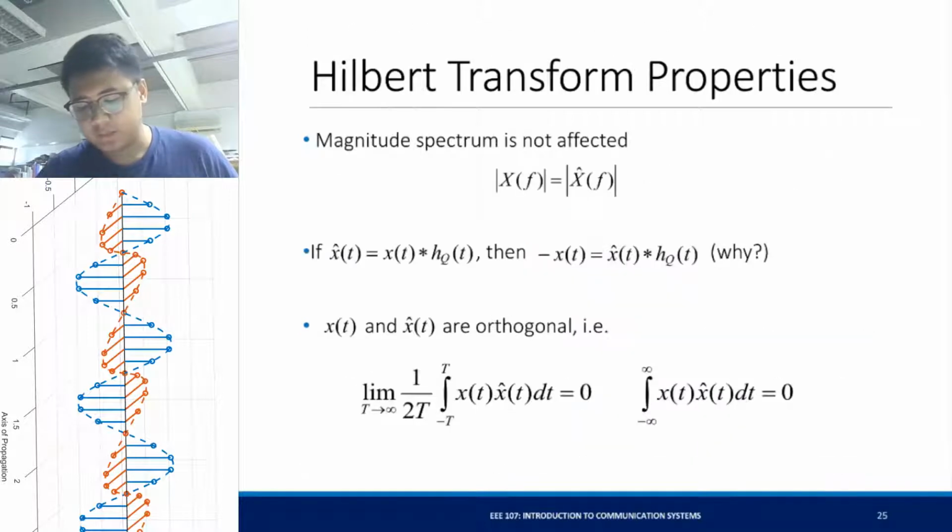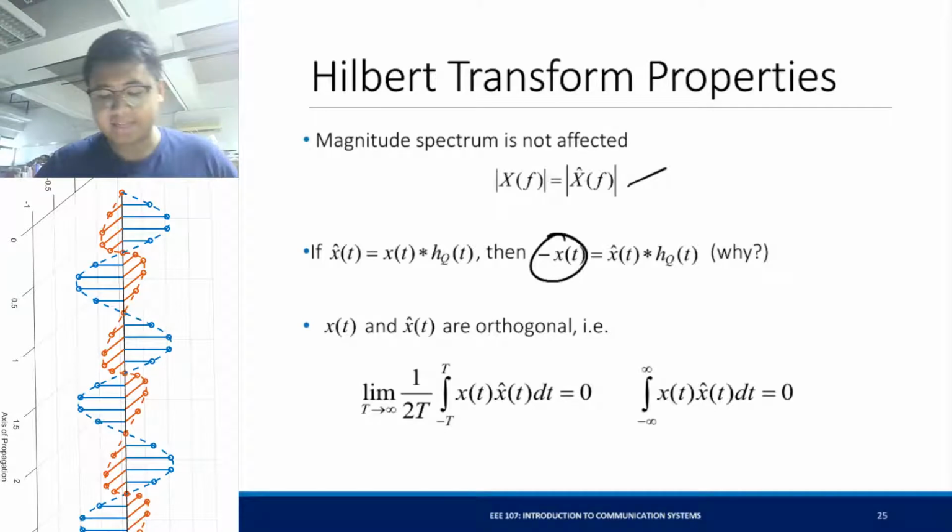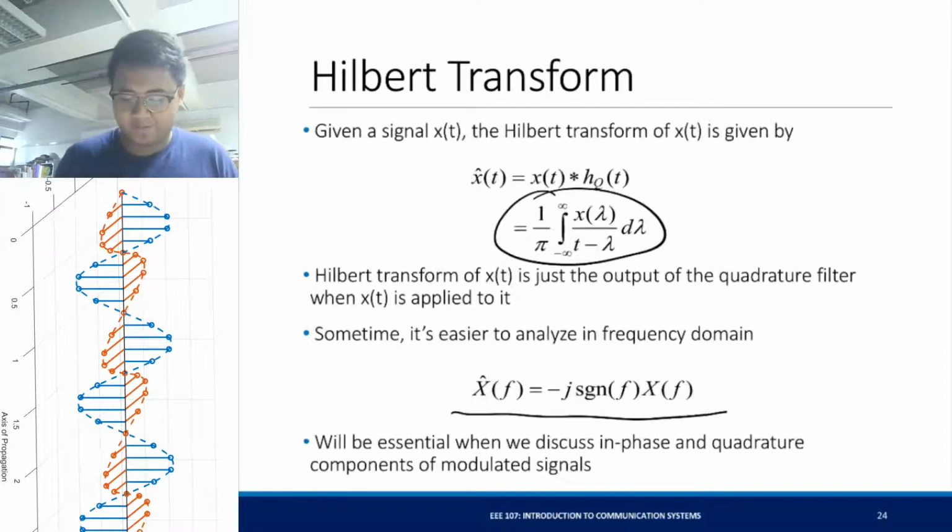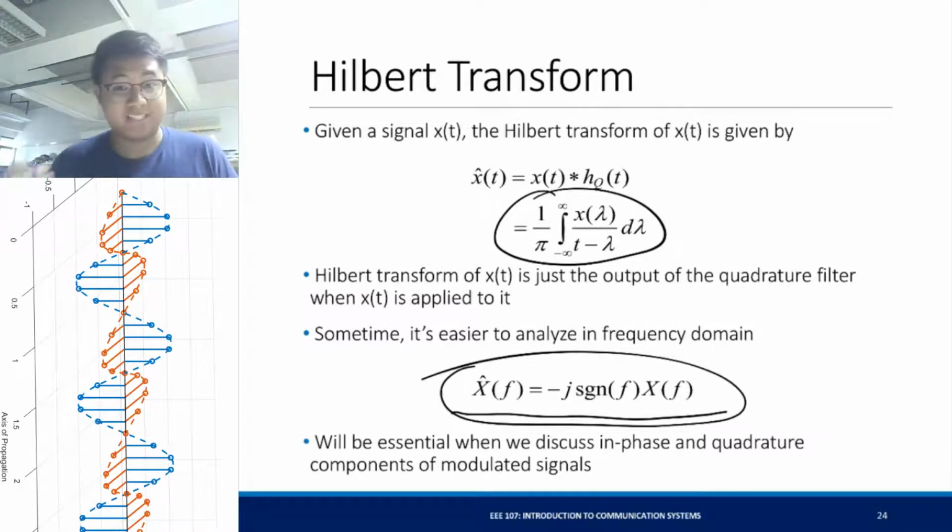Okay? So now just some properties of your Hilbert transform. The magnitude response, as I've mentioned earlier, is the same. It's equal. Okay? If we get the Hilbert transform of the Hilbert transform, we result in the negative of the original signal. So, a question for you. We'll talk about this during the lecture. Why? So, you can try to maybe use this. And you will see. Okay?